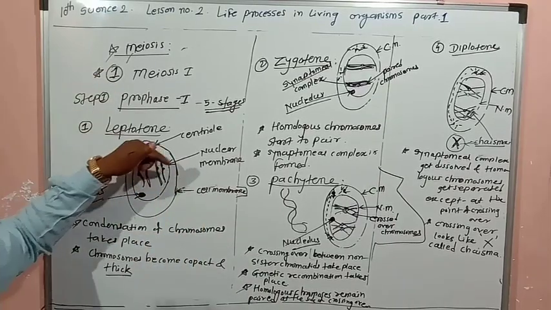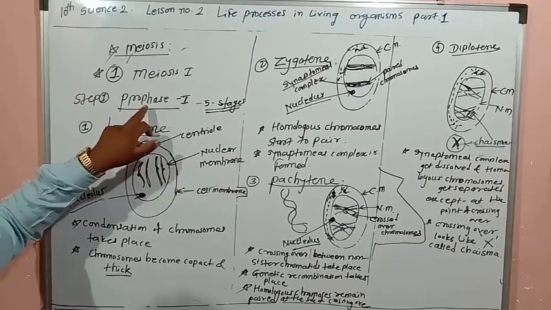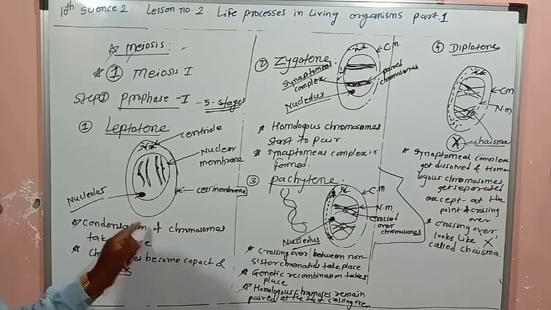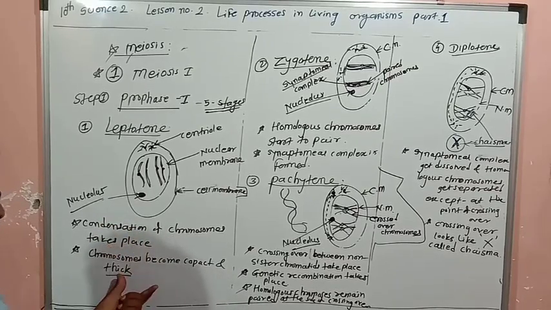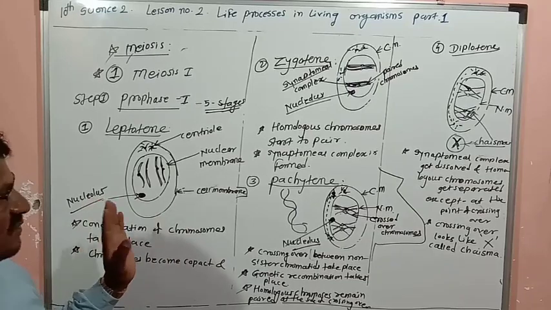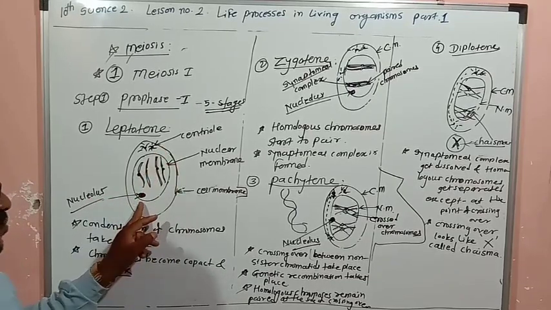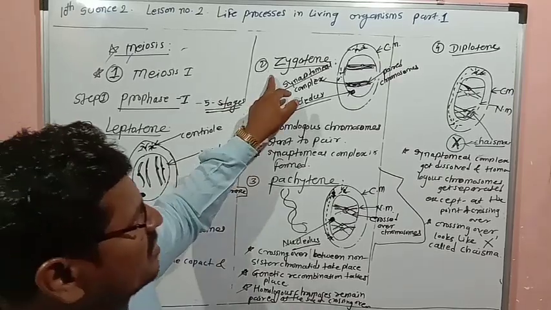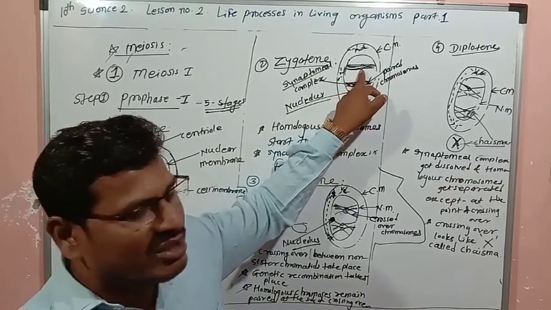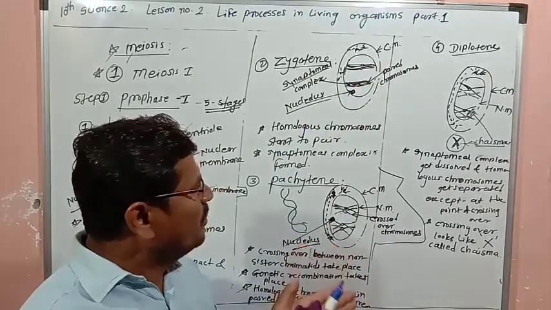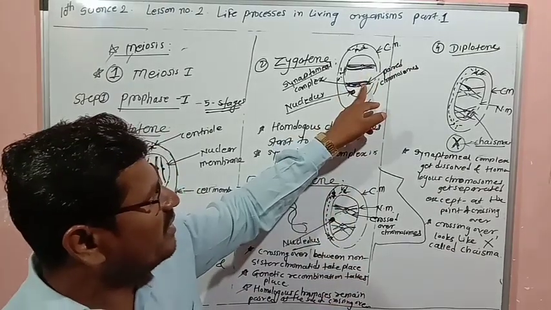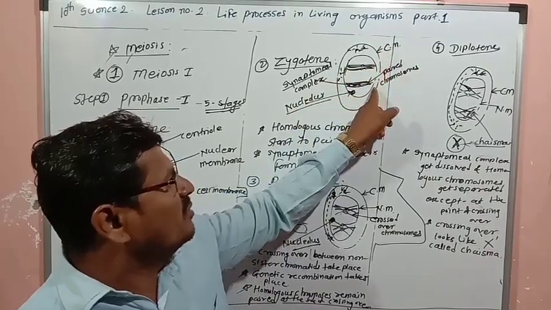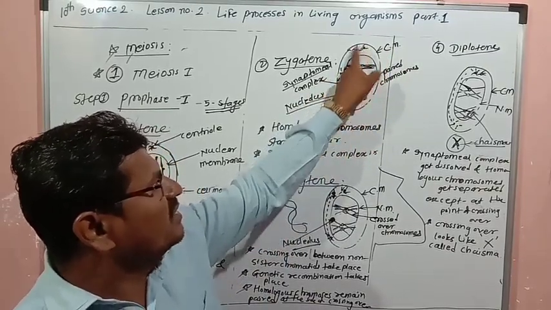So one more time we'll see what happens here. In prophase first, five stages are there, and the first one is leptotene. In leptotene, condensation of chromosomes takes place and chromosomes become compact and thick. Centriole is there, nucleolus is there, cell membrane is there, nuclear membrane is there. Then zygotene, and these chromosomes are coming near to each other. They will get paired, paired chromosomes.